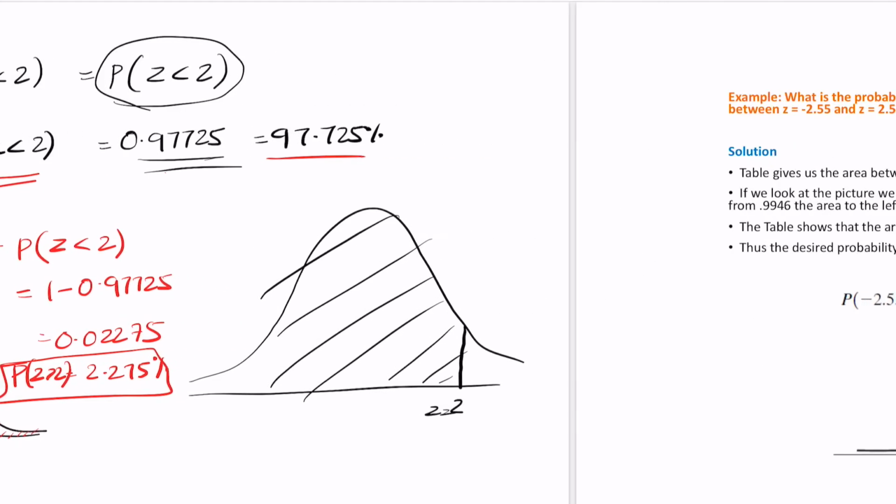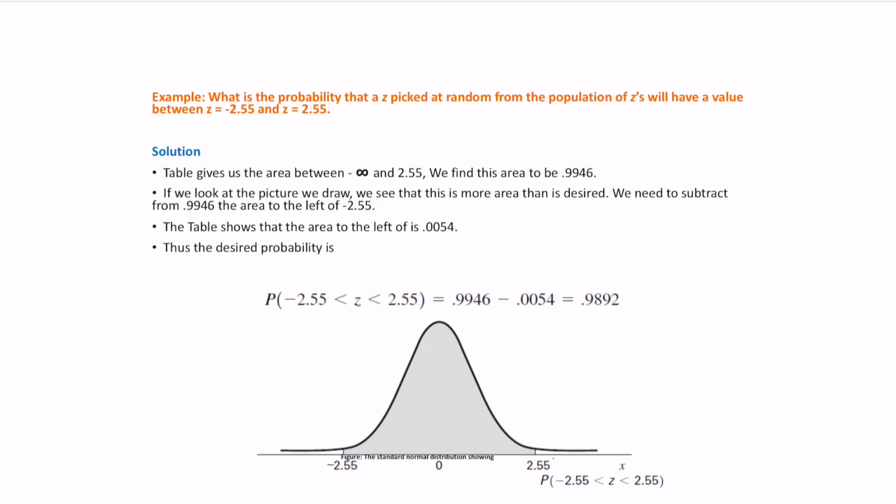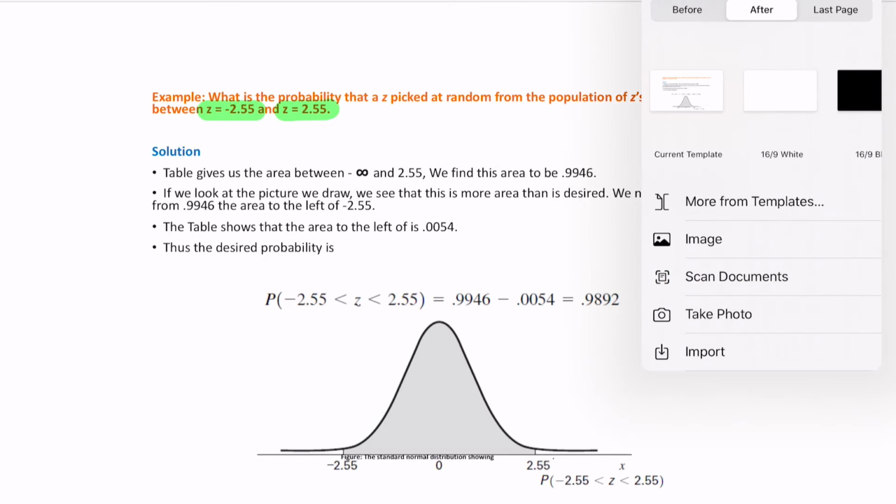Now in the same case, let's say they're asking you to find the probability between z equal to minus 2.55 and z equal to 2.55. So how would you find it in the table now? First thing first, always draw the diagram so that it becomes easier to understand the topic.